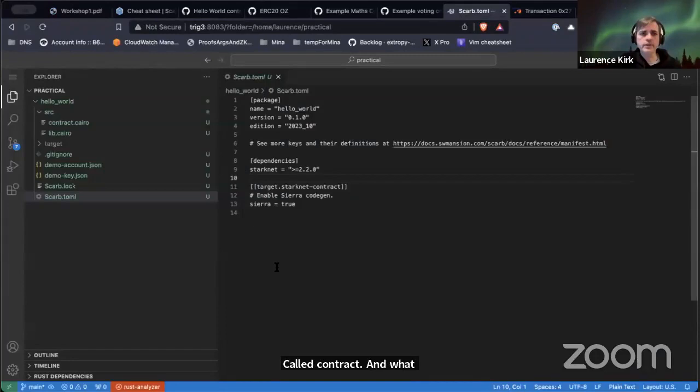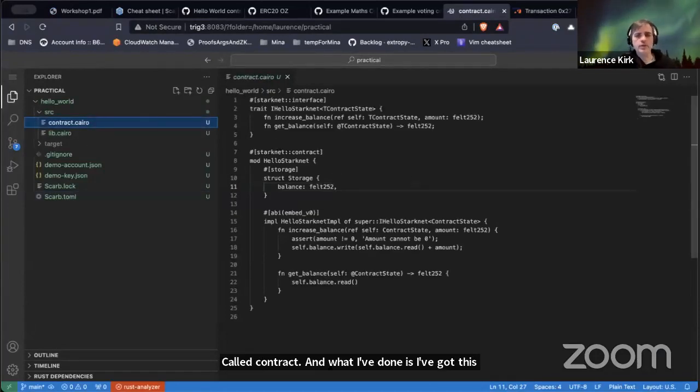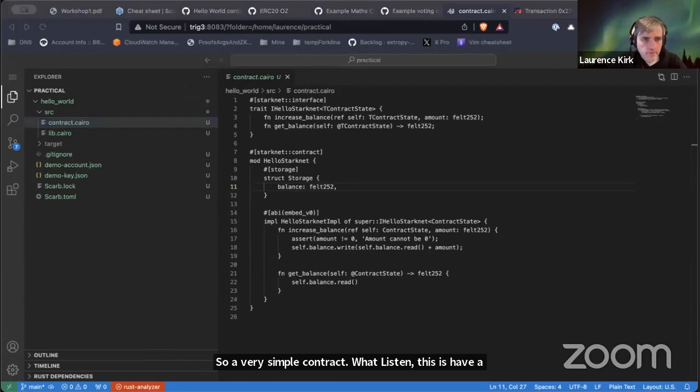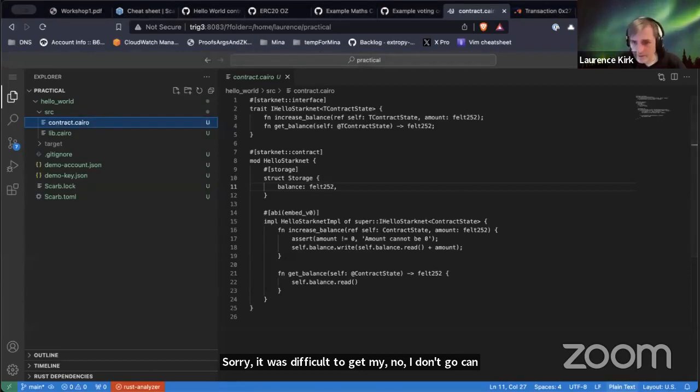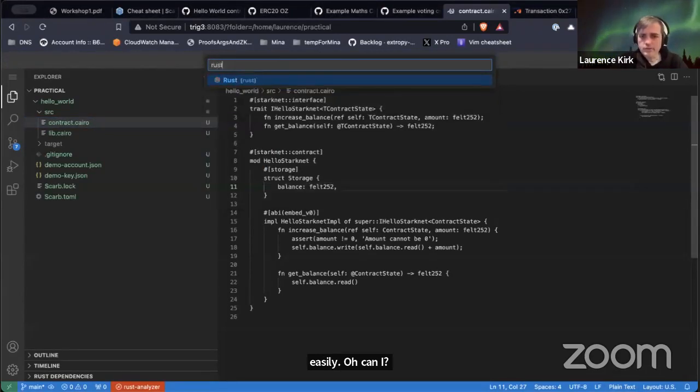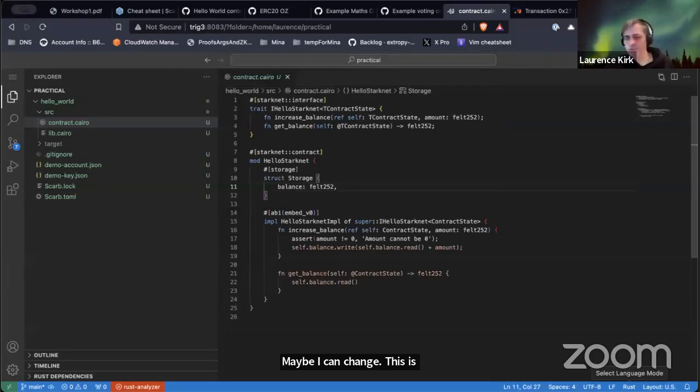And what I've done is I've got this is our contract that we're writing. So a very simple contract. Let's just have a look at it. I don't know if I can get the, whoops, I didn't want to do that. Sorry, it's difficult to get my, no. I don't think I can easily. Oh, can I? Maybe I can change this. If I say this is Rust, okay, that's a little bit better.